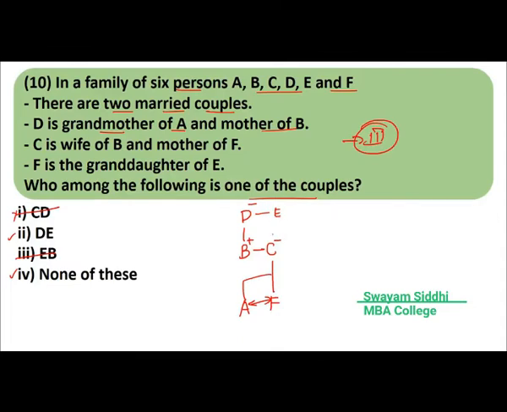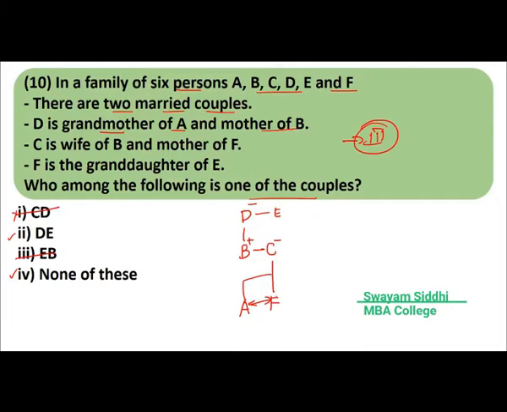E has to be over here, 2 generations above F. This is the first generation above F. This is the second generation above F. Because E is the grandfather of F, F is the granddaughter of E. So E has to be over here, and since D is female, E cannot also be female, because they have given 2 married couples.